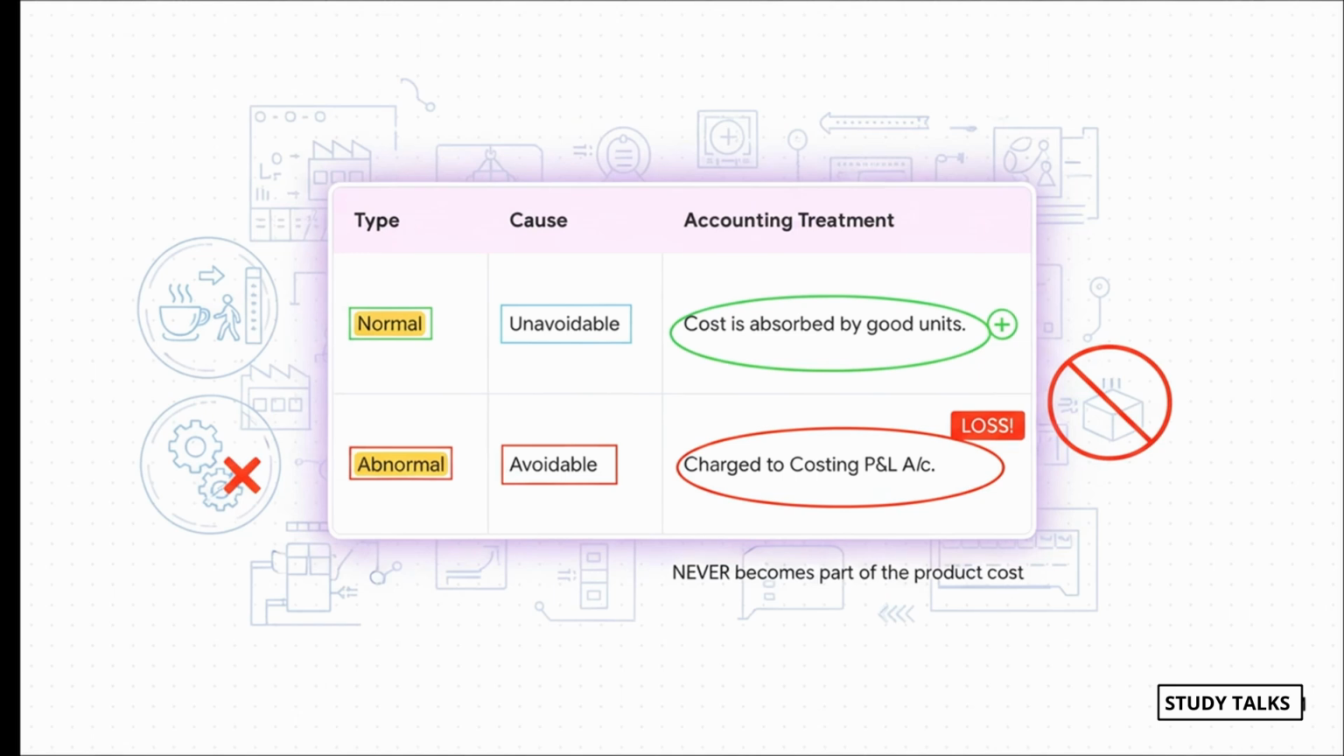Normal idle time is unavoidable. Tea breaks, walking from one machine to another. Think of it as the cost of doing business. You absorb this cost into your product by inflating the hourly rate. But abnormal idle time is different. This is avoidable stuff, a machine breakdown, a power cut. This is a pure loss. It goes straight to the costing P&L account and never, ever becomes part of your product's cost. Burn that into your brain.